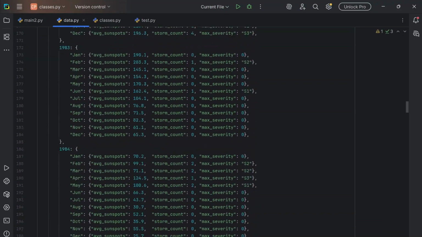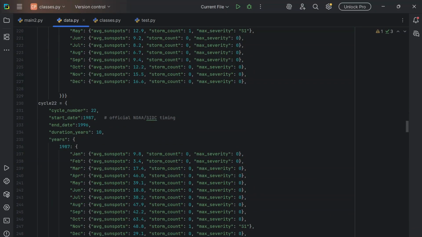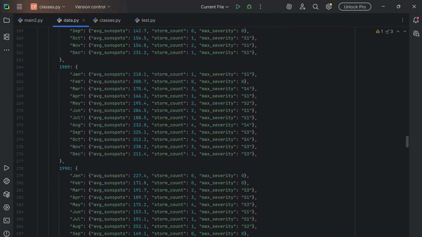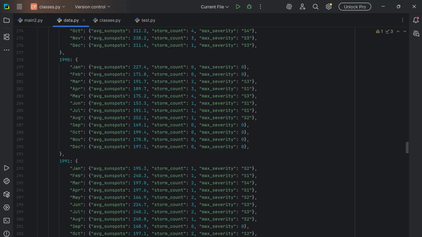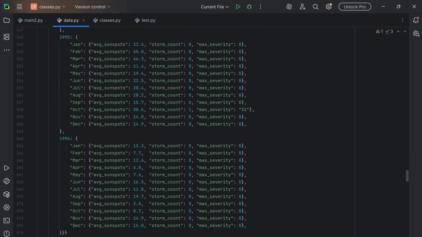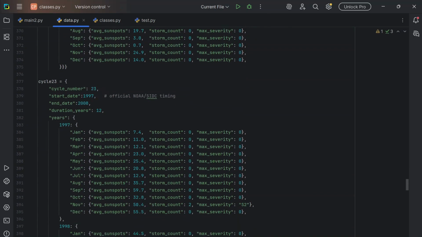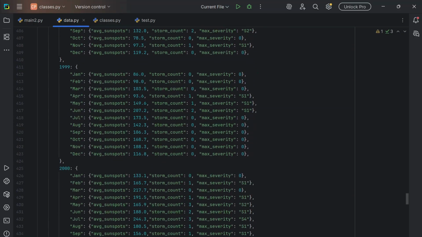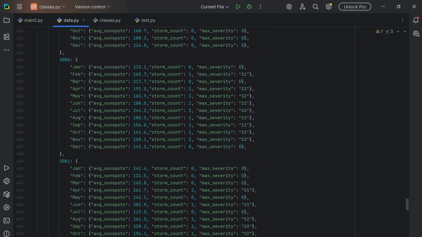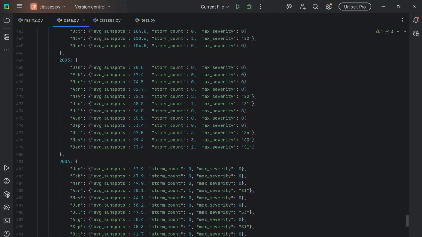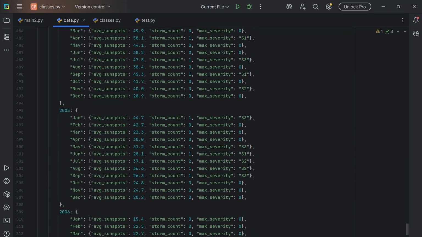And these are our dictionaries. Each has the 12 months in the year, an average amount of sunspots, the radiation storm count, and the max severity of any given radiation storm in the month. The radiation storm count is just the count, while the average is the total average of sunspots in the month.